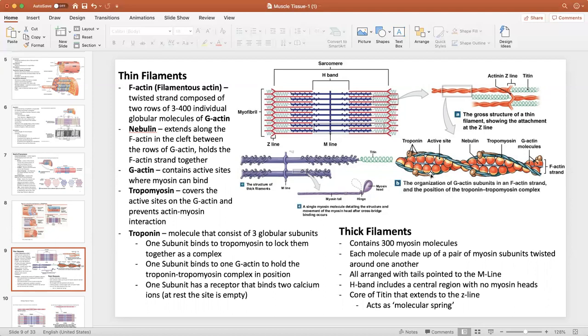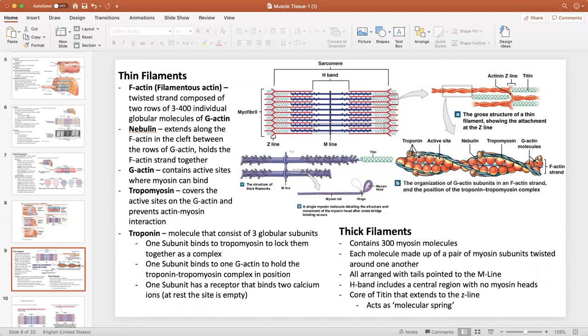And then on the F-actin, we have this yellow portion. You can see how the yellow portion is being kind of covered up by this tropomyosin. This yellow portion is the active site. This is where the myosin head is going to attach. So the active site on the F-actin is being covered up by the tropomyosin.